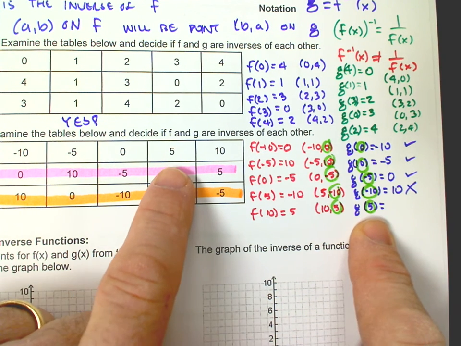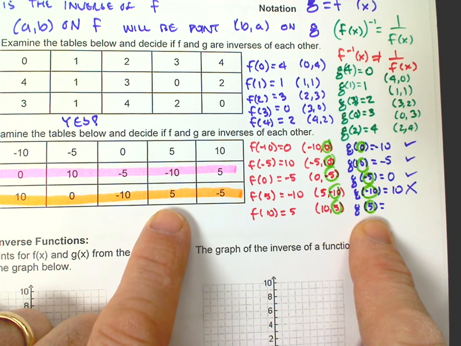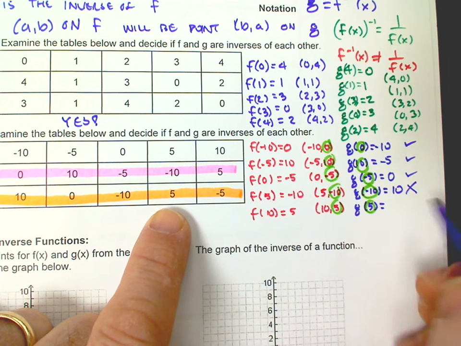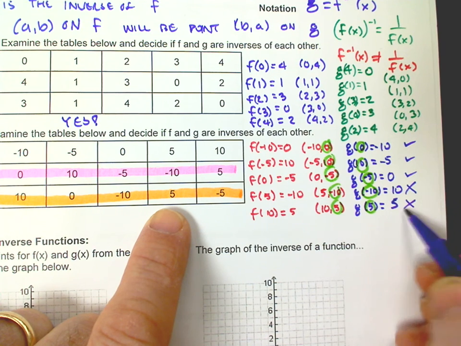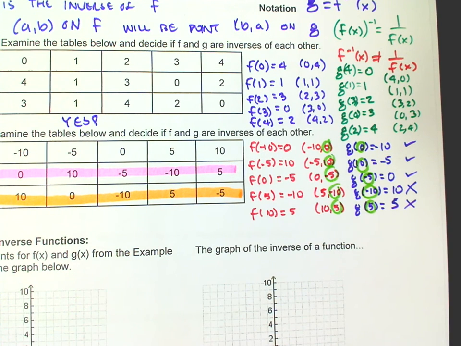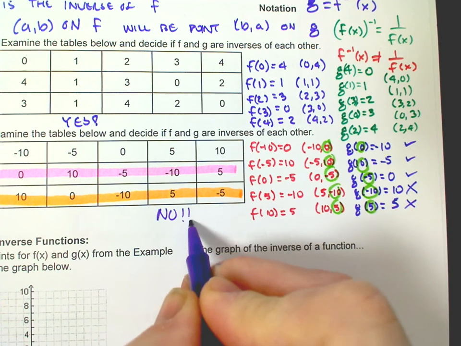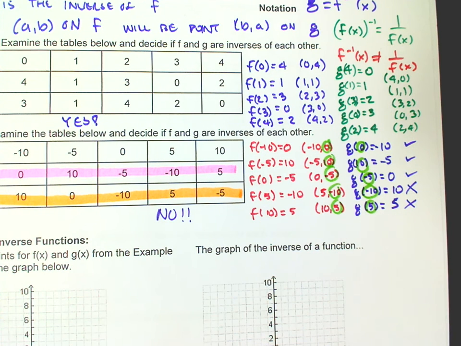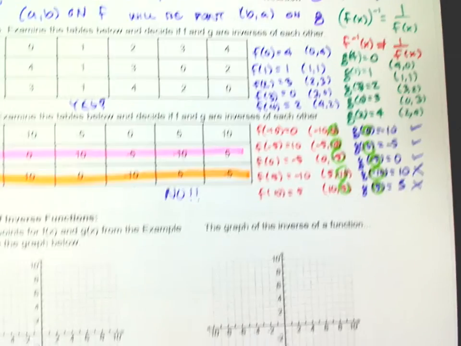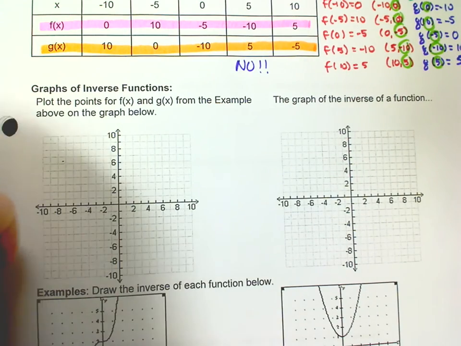If we did check the last one, looks like when we put in 5, well, this one doesn't work either, does it? So all we needed is one of those to be incorrect, and we have to say no, these are not inverses. Okay? So inverses from a table, just switching your x and y values, your a's and b's. All right? Let's take a look at the graphs.